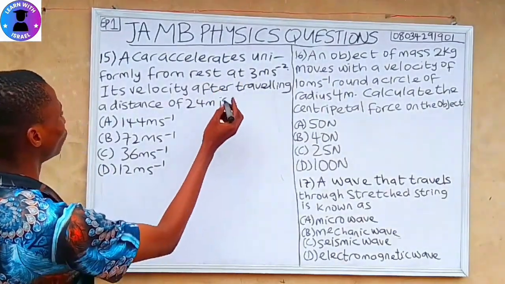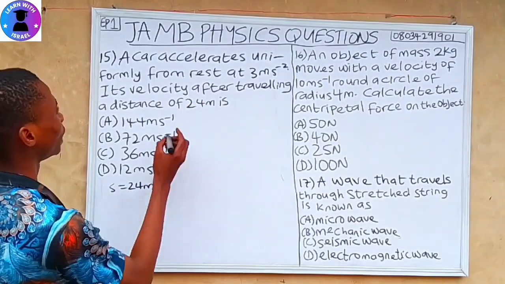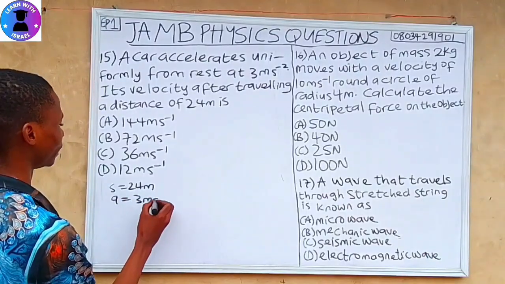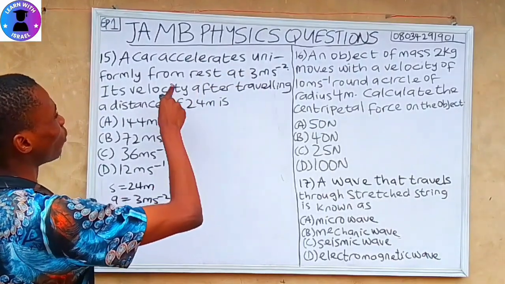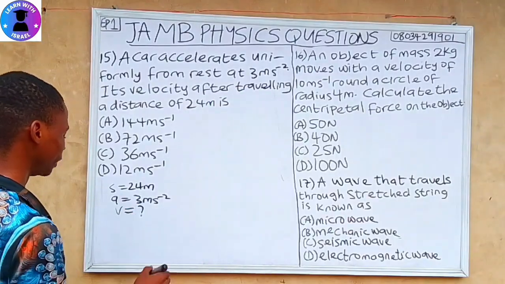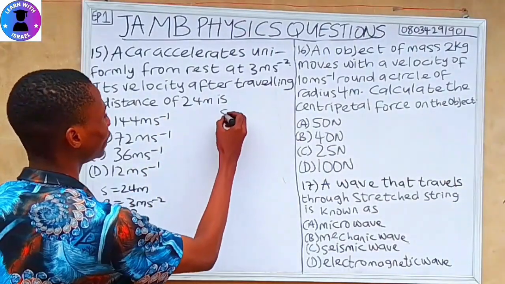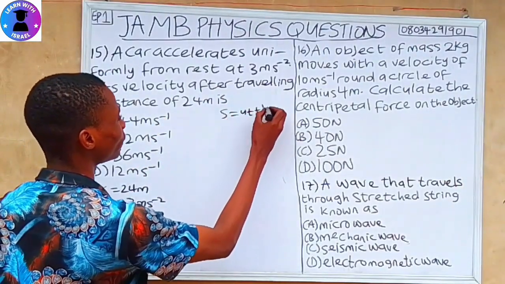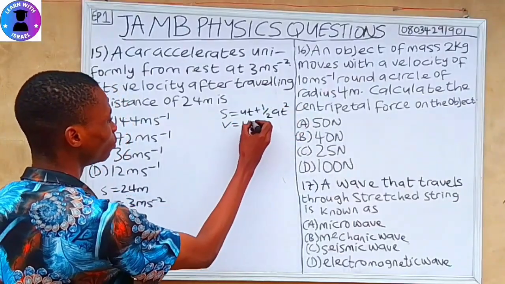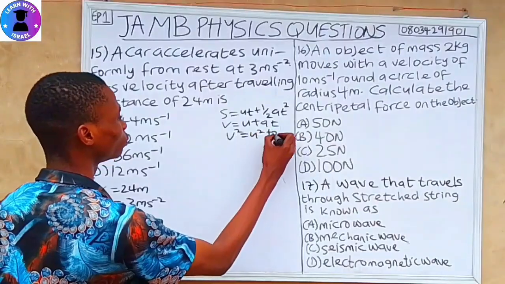Our distance is known as 24 meters, and our acceleration is 3 meters per second squared, because they say the car accelerates uniformly from rest. We are looking for our velocity. Let me recap the formulas I used earlier so you will be able to remember. The first one is s equals ut plus half at squared. The second is v equals u plus at. And the third is v squared equals u squared plus 2as.